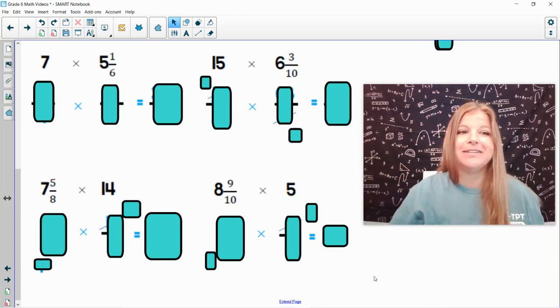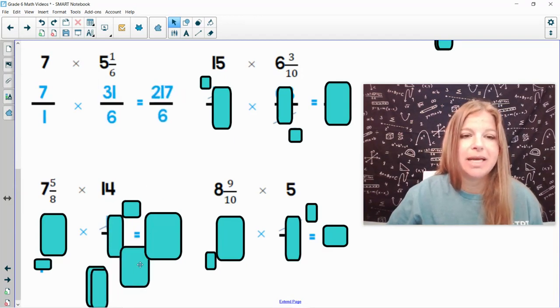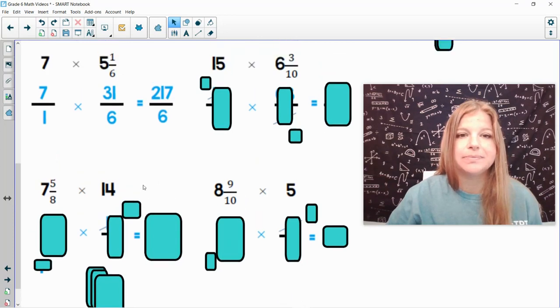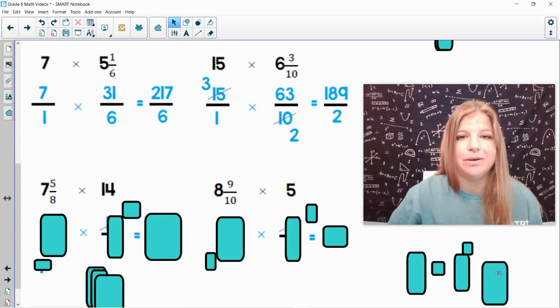All right, hopefully you're ready to check. So let's see what we came up with. 7 over 1 times 31 over 6 would get us 217 over 6. 15 is really 15 over 1. 6 and 3/10 becomes 63/10. After cross simplifying 15 and 10 by 5, we're left with 3 over 2. And then our final answer is 189 over 2.